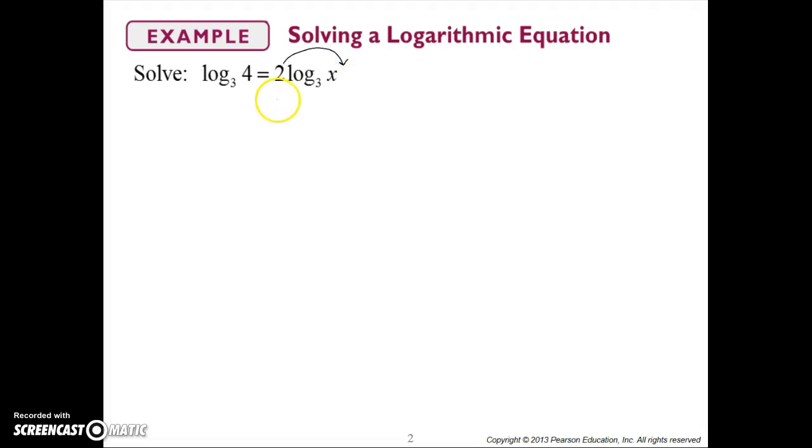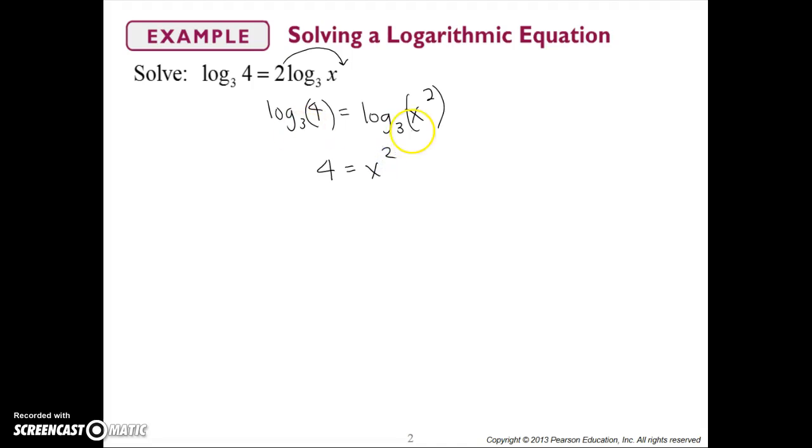So if we rewrite this expression as log base 3 of 4 is equal to log base 3 of x squared, now do you see that we have log base 3 of 4 is equal to log base 3 of x squared? We're doing the same thing to 4 that we're doing to x squared. We're taking the log base 3 of both of those terms. Since the logs are the same and they're set equal to each other, wouldn't you say that their arguments have to be the same? 4 must be equal to x squared.